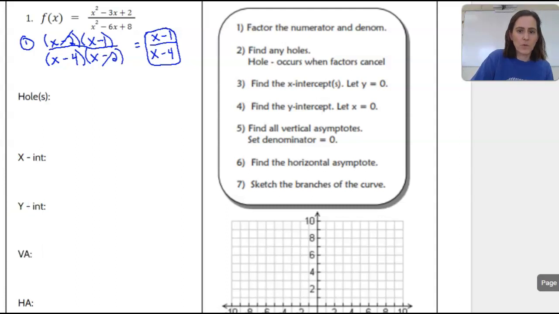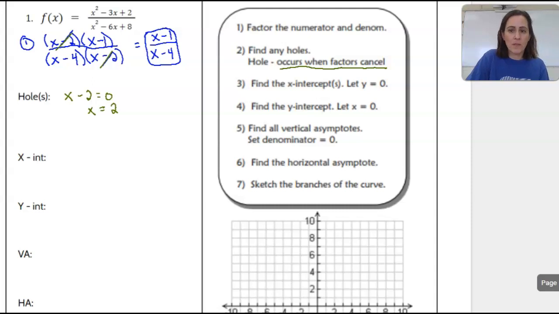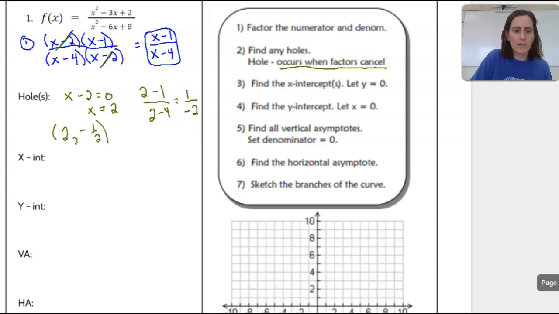Step number 2 says we've got to find any holes, and those occur when factors cancel. So we have the x minus 2 and the x minus 2, so I set that equal to 0 to find the x coordinate. So the x coordinate would be 2, and to find the y coordinate, we plug it back into the equation that I have circled. 2 minus 1 over 2 minus 4, simplified, would get us 1 over negative 2. As a coordinate, this would be the point 2 comma negative 1/2.